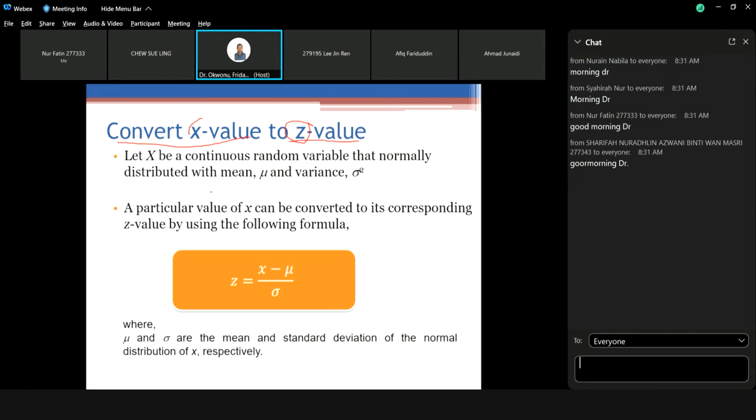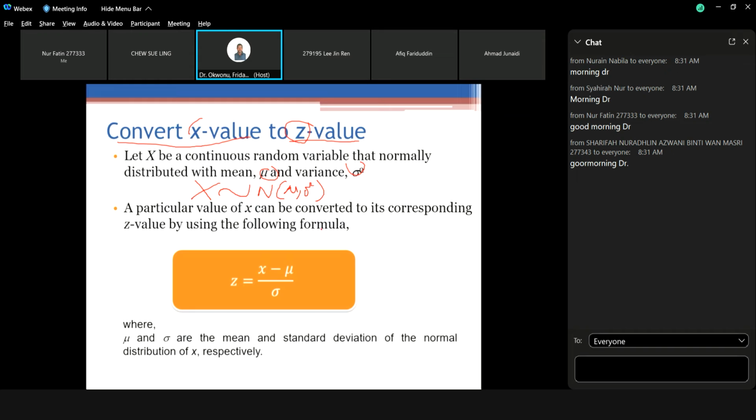So let X be a continuous random variable that is normally distributed with mean and variance. Okay, so what we try to say here is that X is normally distributed with the mean and the variance. So you can either use the variance or use the mean. Okay, so this statement can be written in this form. Now, a particular value of X can be converted to its corresponding Z value by using the following formula.